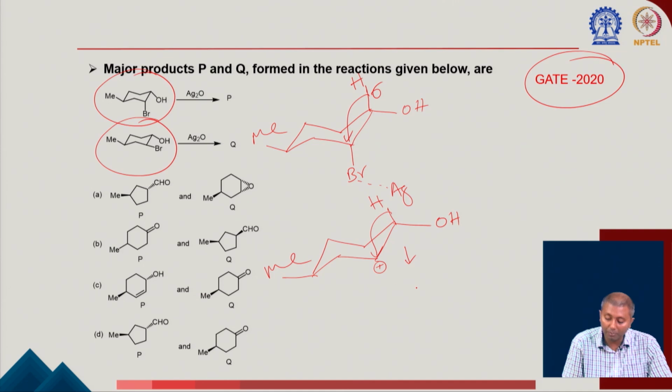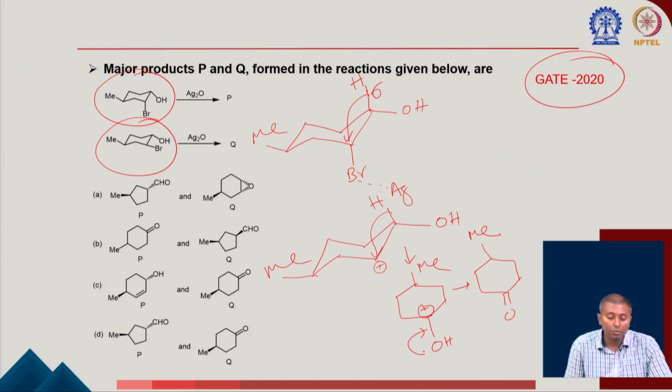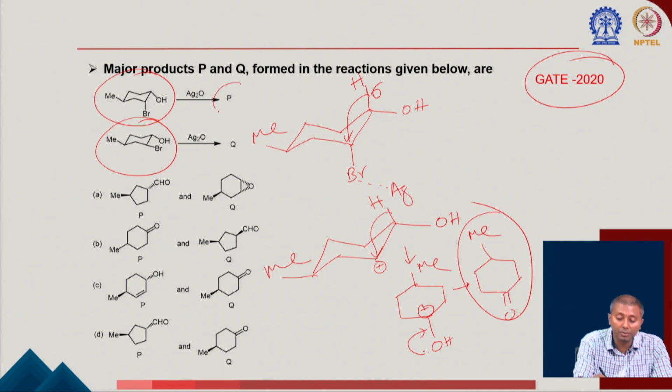So this can end up forming you the corresponding cyclohexanone, correct? So we clearly understand this will be the product. So this will be the product here, the first one, and let's try to show this will be the P. So you can understand the P will be this one.